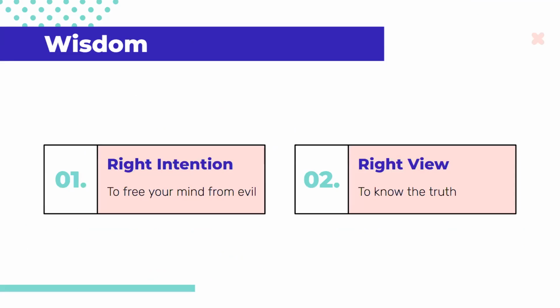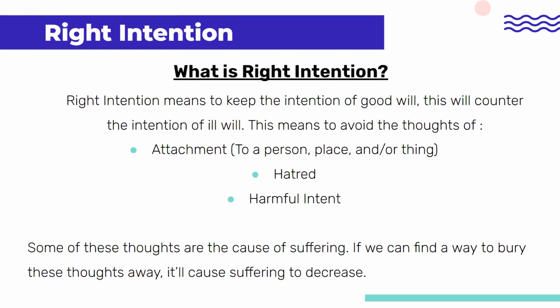Next, and the last essential element is wisdom. And in wisdom, there is right intention and right view. So right intention means to keep the intention of goodwill. This will counter the intention of ill will. This means to avoid the thought of attachment to a person, place, or thing, and to avoid the thought of hatred and harmful intent. Some of these thoughts are the cause of suffering. If you can find a way to burn these thoughts away or to leave these thoughts, it will cause suffering to decrease.